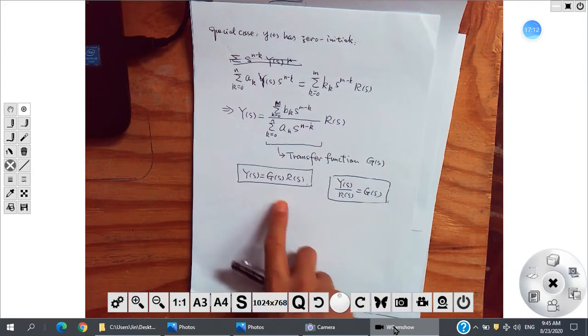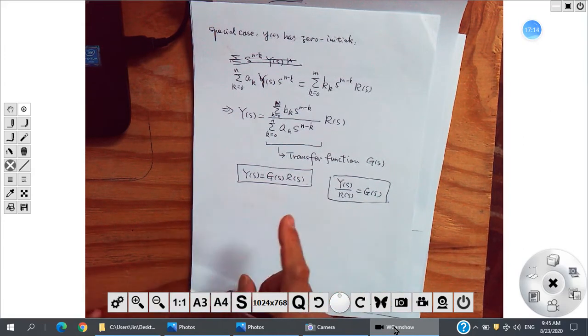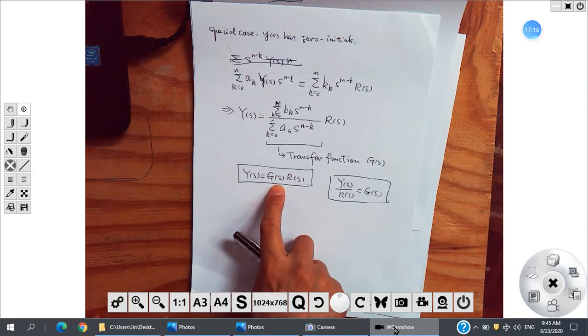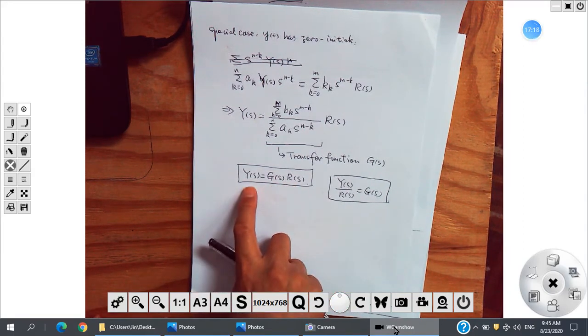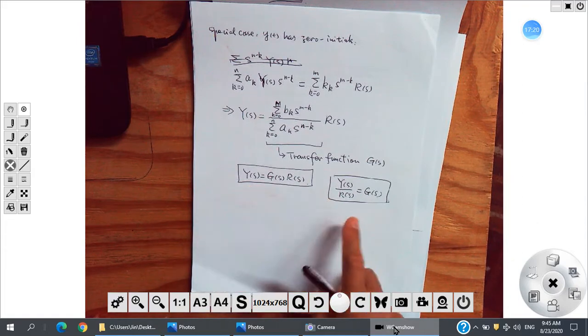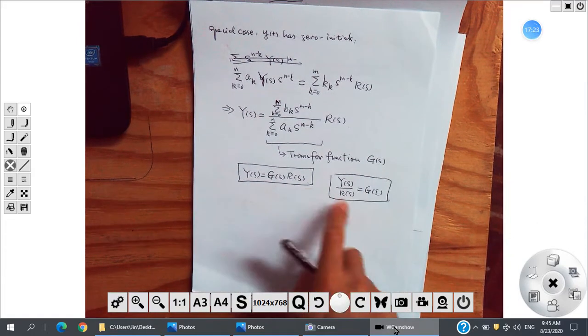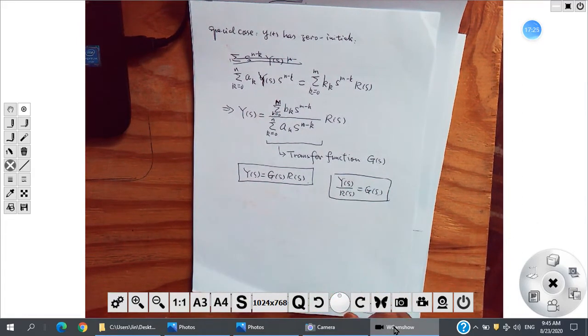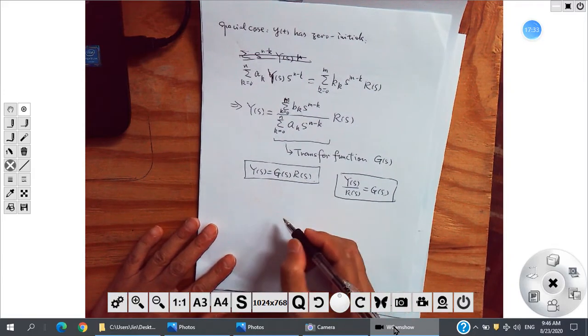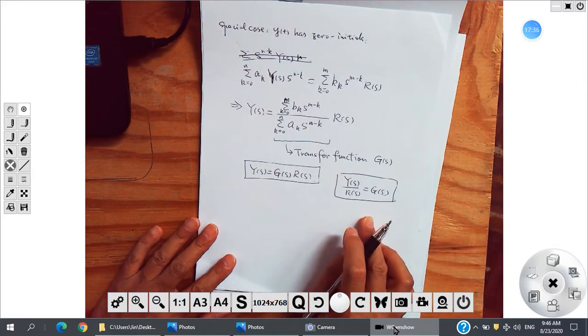And in this other one, suppose you know the system, you know the transfer function of the system. When the input is given, you can find Y. Mathematically they are the same thing, but in engineering you can use these two for different problems and different ways to solve them. Okay, so this is a transfer function.